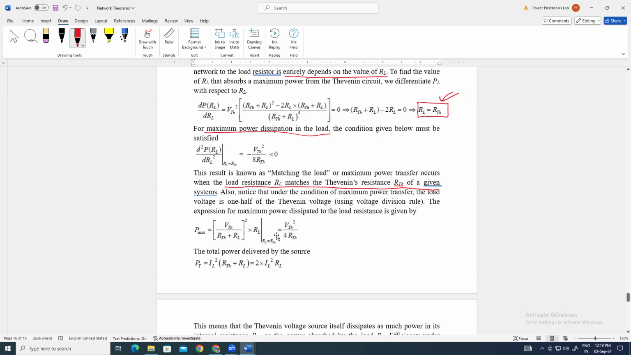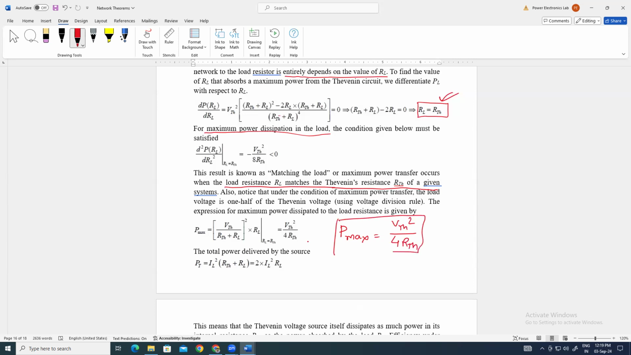And by putting the relation RL is equal to RTH, we can write here 2 RTH. So 2 RTH square is equal to 4 RTH whole square. And this RL can be represented by RTH. So one RTH will be cancelled out. So we will get VTH square upon 4 RTH. So that means P max is equal to VTH square divided by 4 RTH.